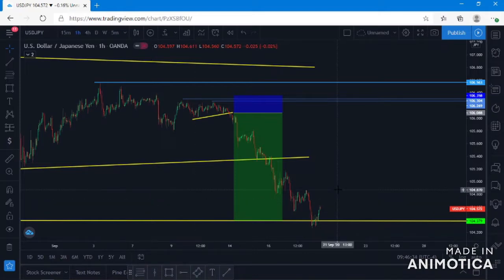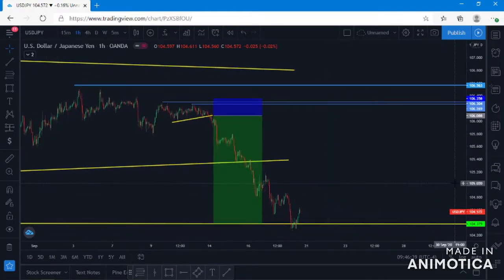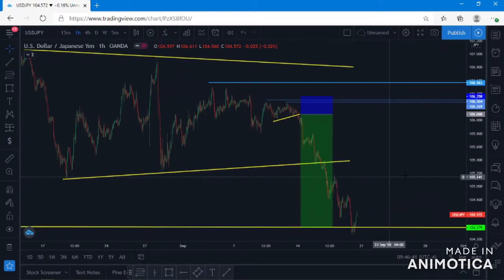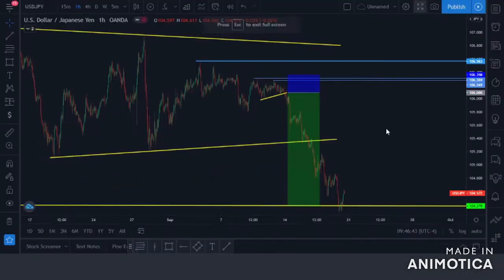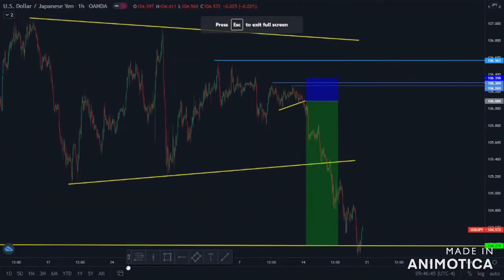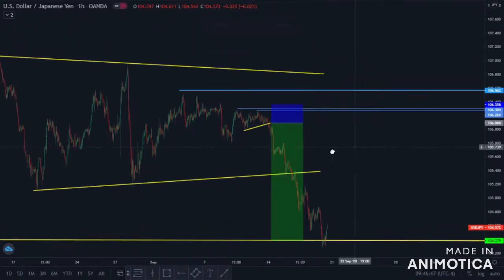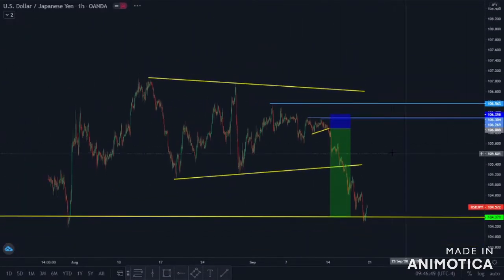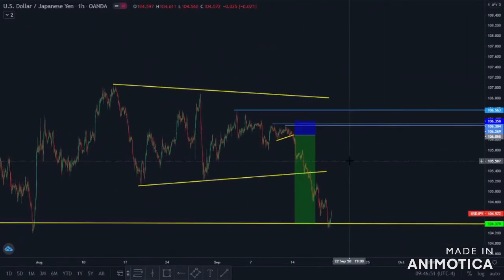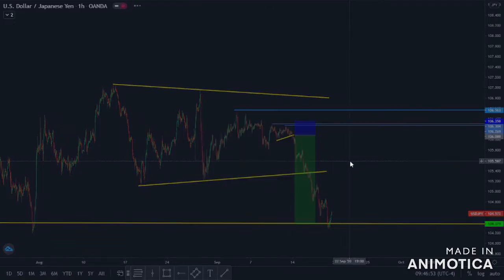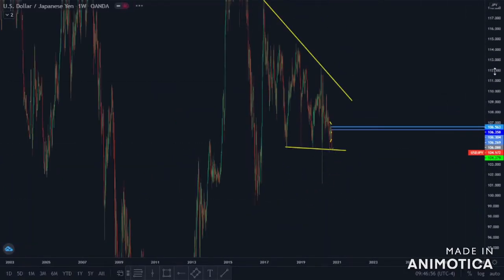So we're just gonna take a quick look at USDJPY and NASDAQ and see what we have for the week. So this was just a sell that I took on USDJPY, but let's focus on what we can expect next week. Right, let's just go down to the weekly time frame.